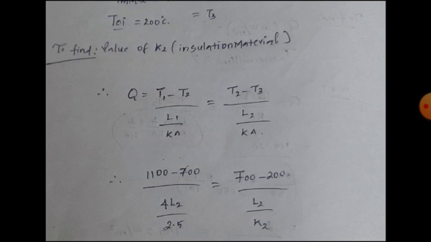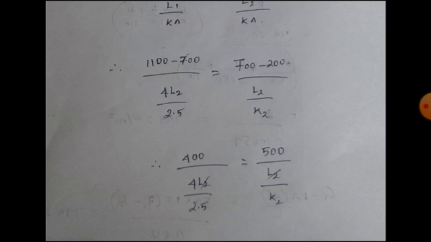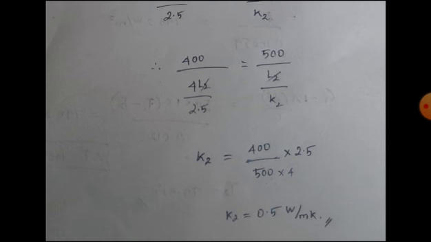conduction 1 plus conduction 2, that is, the heat transfer rate for the brick material and the insulation material will be constant here. So I am equating and substituting the values, and in place of L1 I am substituting 4 times L2, because they have given the ratio. In this we can cancel L2, then finally the only unknown in this equation is K2. If you find K2, the answer will be 0.5 watt per meter Kelvin.